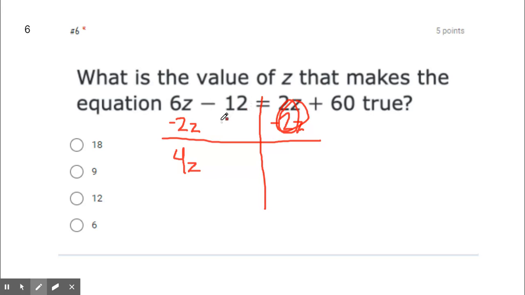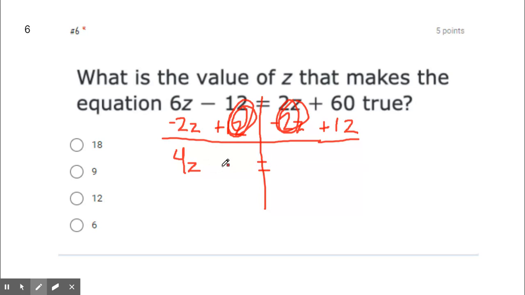I want to move my whole numbers too. So this is a minus 12, so to undo that, I need to put plus 12. And whatever I do to one side, I'm going to do the other. So I'm going to put plus 12 over here. That cancels this one out, where I have nothing here but 4z now on this side.